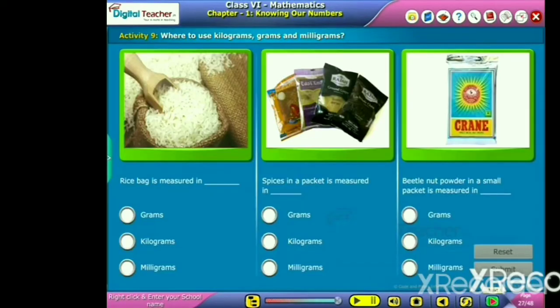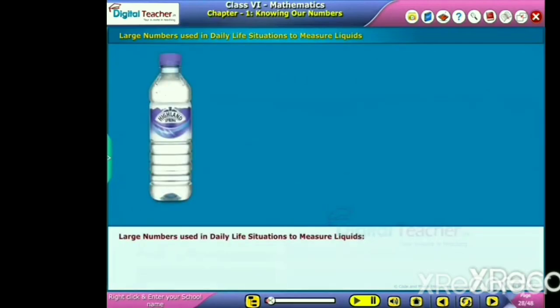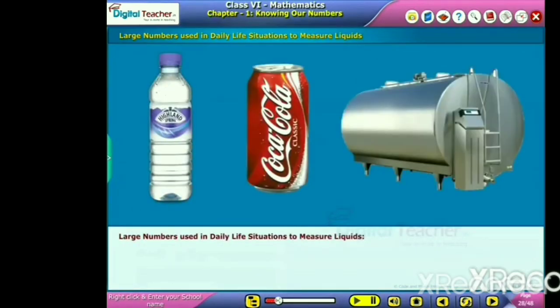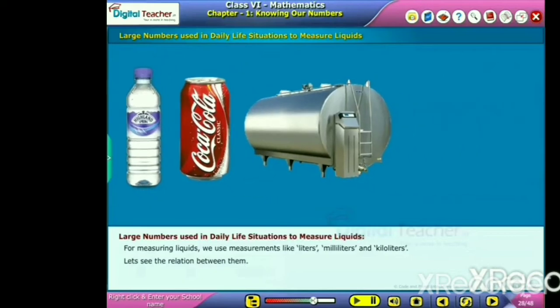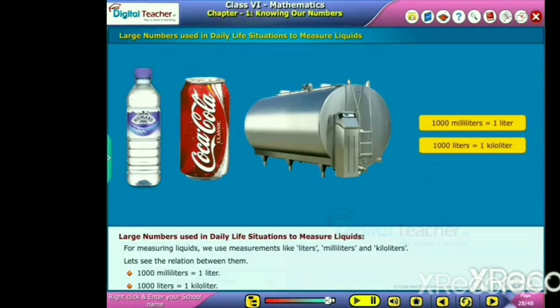Let us see where to use kilograms, grams and milligrams. Click the appropriate options for the following blanks. Large numbers used in daily life situations to measure liquids. For measuring liquids, we use measurements like liters, milliliters and kiloliters. Let's see the relation between them. 1000 milliliters is equal to 1 liter. 1000 liters is equal to 1 kiloliter.